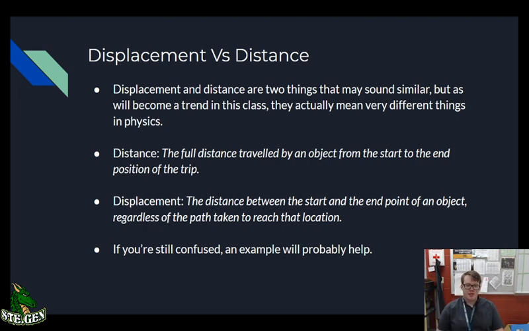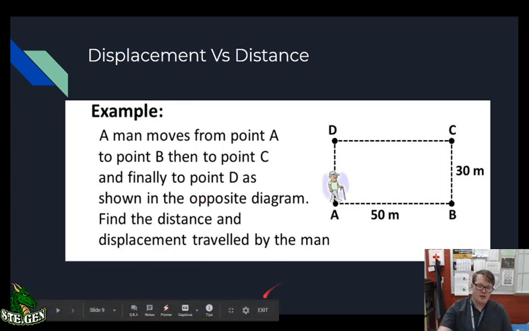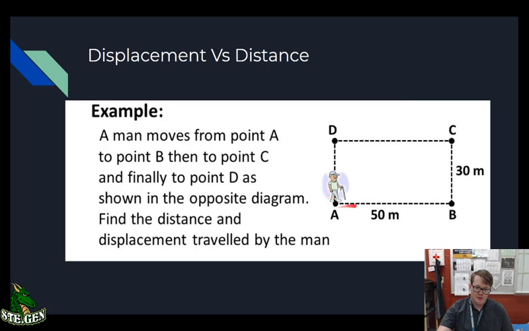Now, another example of this, actually using some calculations, would be a man moves from point A to B, then B to C, and then C to D. Find the distance and the displacement traveled by this man. So if we go to distance, we just need to calculate all of the stuff he's moved. This is a full rectangle here, so that's 50 plus 30 is 80, plus another 50 is 130. I hope I did that math right in my head.